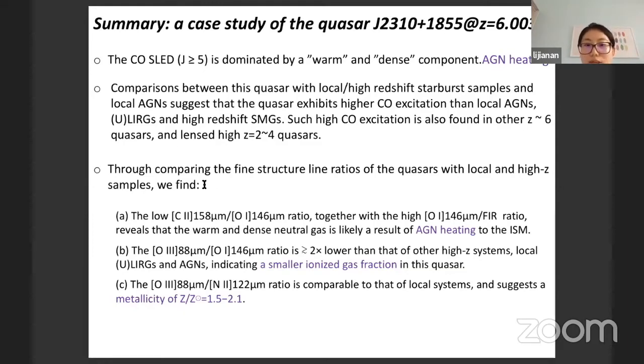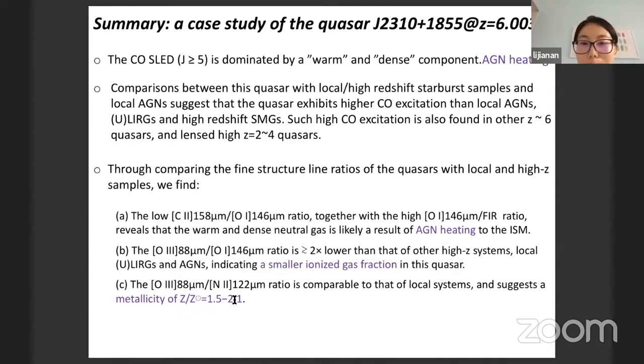Through the fine structure line ratio analysis, we find a low C2 to O1 ratio together with a high oxygen-1 to far infrared ratio, which reveals warm dense gas, likely a result of AGN heating of the ISM. The oxygen-3 to oxygen-1 ratio shows a smaller ionized gas fraction. And the oxygen-3 to nitrogen-2 line indicates solar metallicity of this redshift 6 quasar. So I'll stop here and take questions.